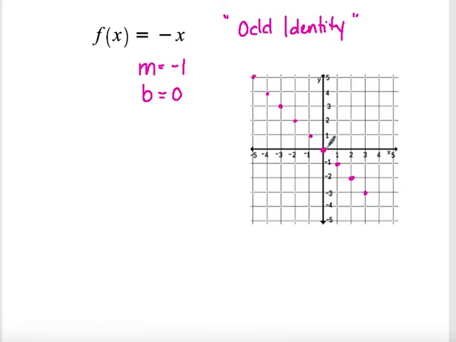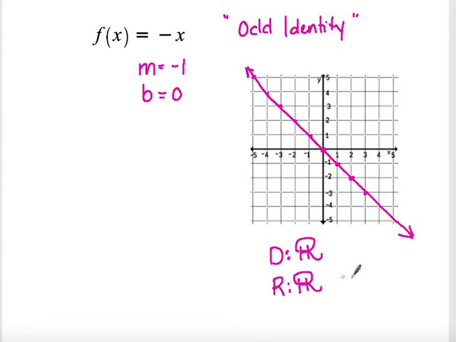So for the identity, when x is 1, y is 1. But for the odd identity, when x is 1, y is -1, and so forth. So that gives us the opposite diagonal line. But when I look at the domain, how far left and right we go, it continuously goes forever left and right. And my range up and down continuously goes forever. So for both of those graphs, we're going to have all real values for our domain and range.